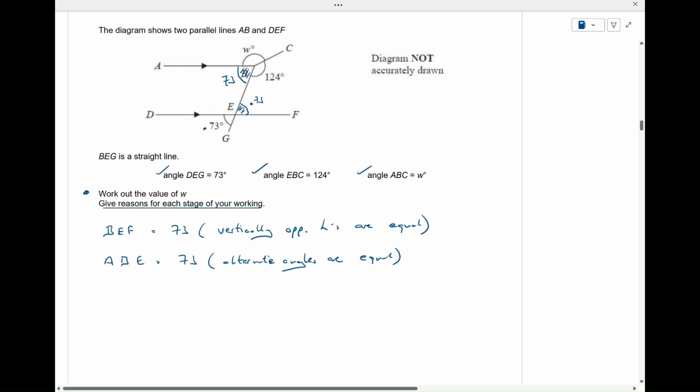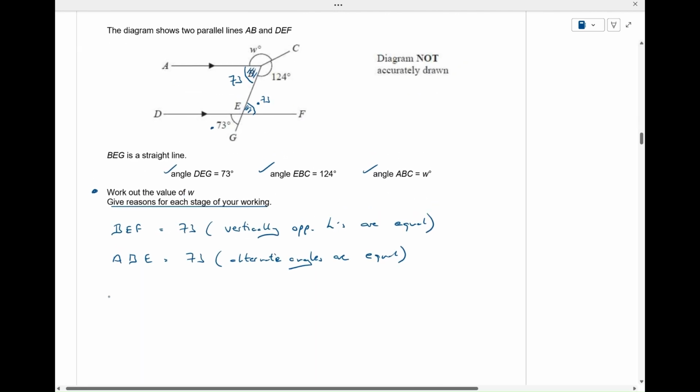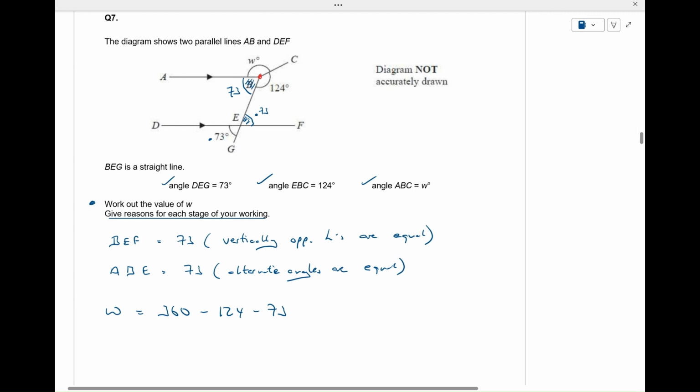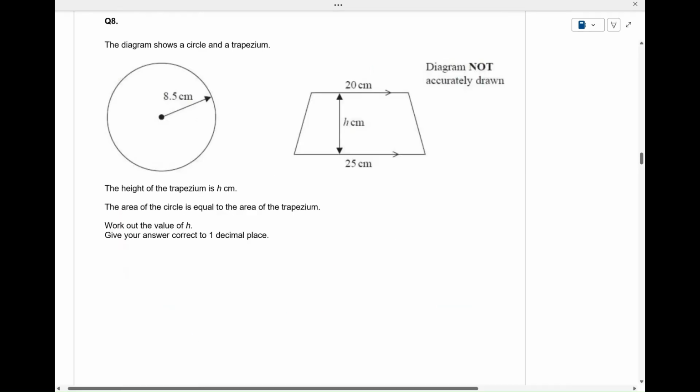I think I can find w because w will be 360 minus 124 minus 73 because there are 360 degrees around this point. So I could say in brackets, couldn't I, 360 degrees around a point. And then I could just put that in my calculator, which I'm going to do now. And then that'll be this question finished. 360 minus 124 minus 73. w is 163.